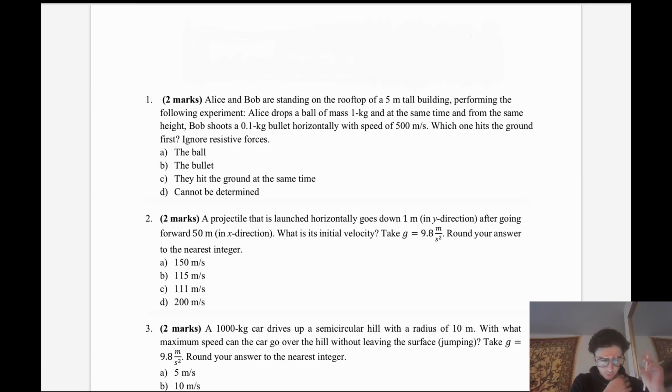Question number 1, multiple choice. Alice and Bob are standing on a rooftop of a 5-meter tall building performing the following experiment. Alice drops a ball of mass 1 kilogram, and at the same time, from the same height, Bob shoots a 0.1 kilogram bullet horizontally with a speed of 500 meters per second. Which one hits the ground first? Ignore resistive forces.